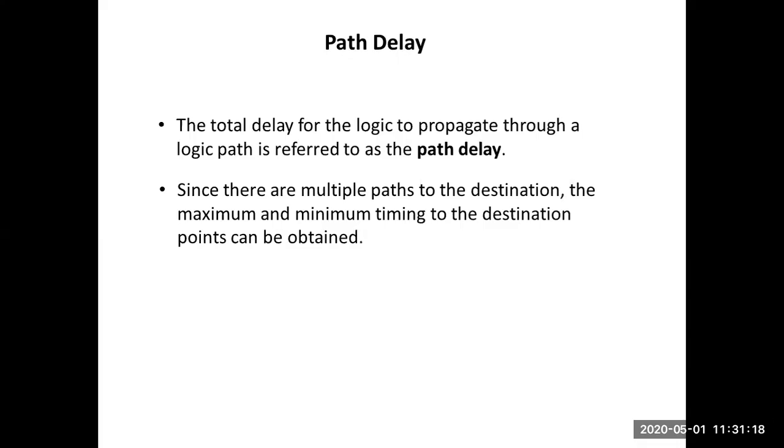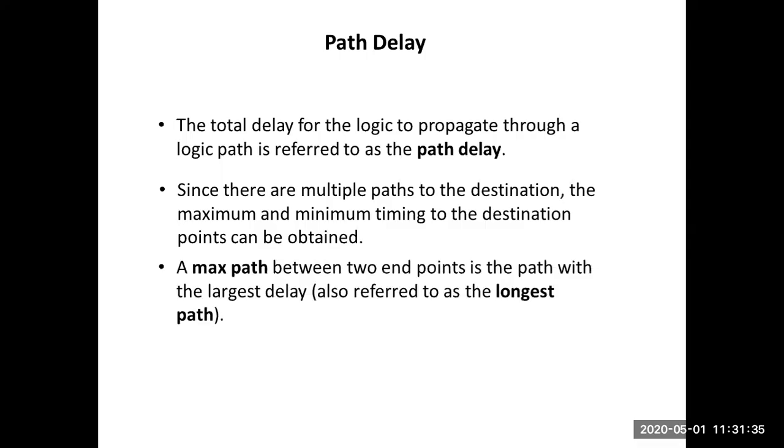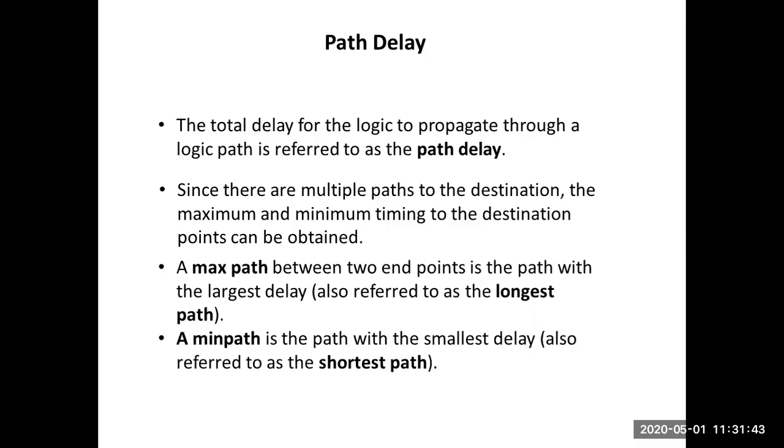It means if we have inputs and outputs and there are multiple paths between these two, we will first find the maximum path, which has the larger delay, as well as the path which has the minimum delay. The max path between the two endpoints is the path with the largest delay and is also referred to as the longest path. Similarly, there is a path called the min path. It is the path with the smallest delay, also referred to as the shortest path.